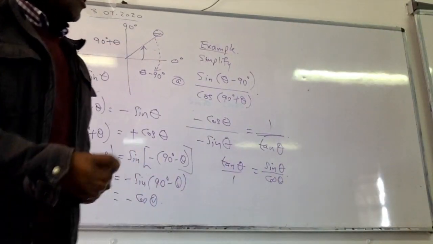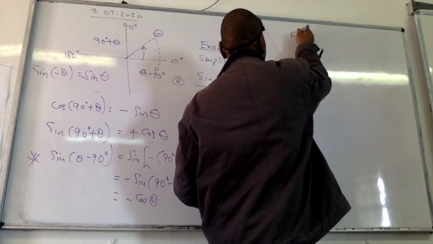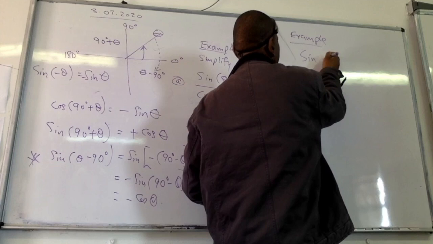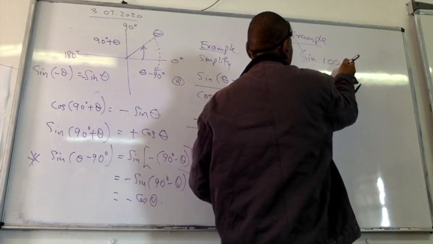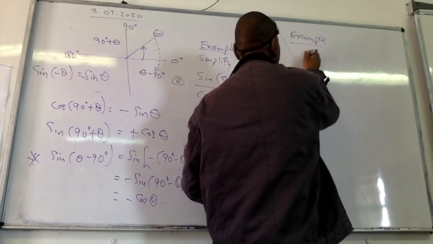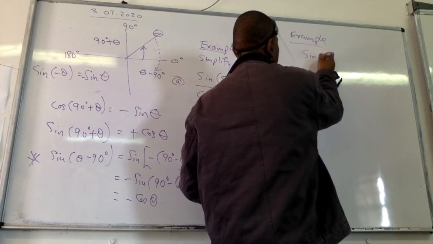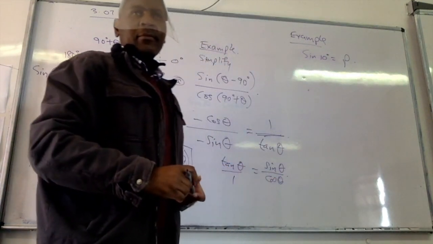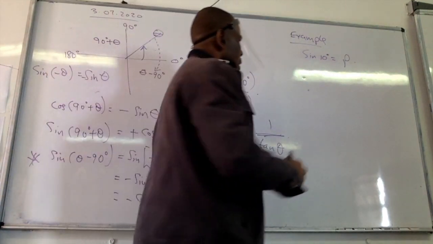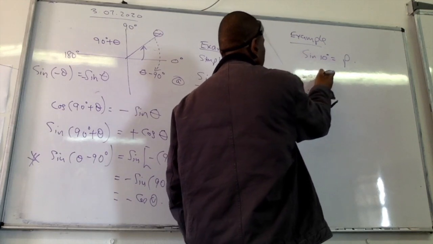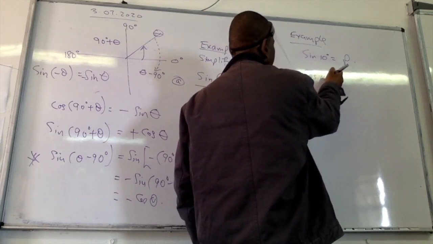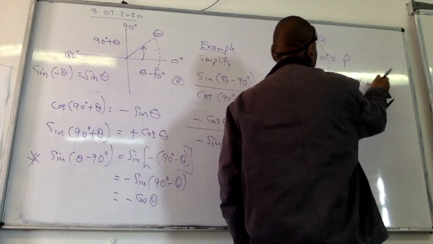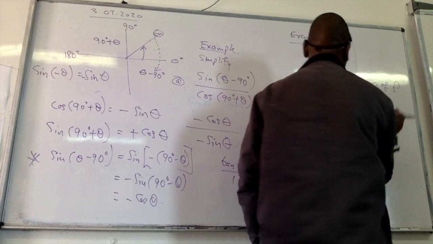Okay, guys, another example very quickly before we finish this. Can you simplify the sine of 100? Let me make it interesting for you. Suppose sine of 10 is equal to p. Then what do you think cosine of 100 is equal to in terms of p?